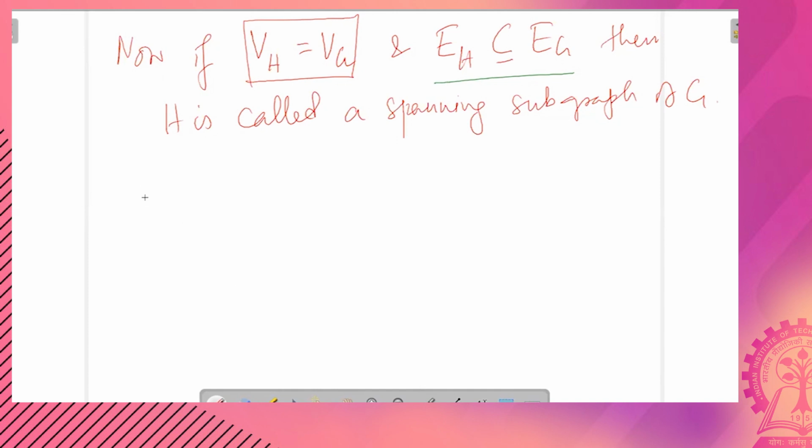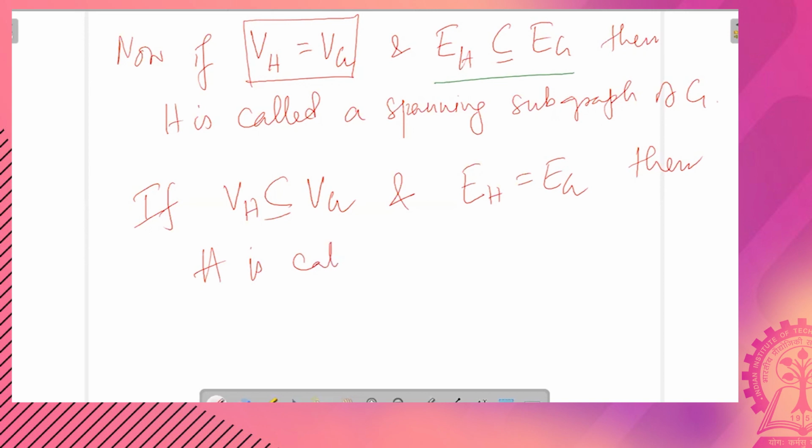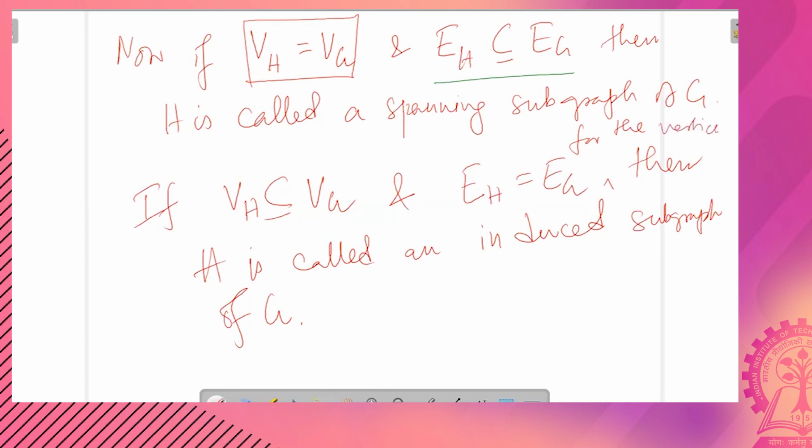Similarly, if ... and ..., then H is called an induced subgraph of G, so for the vertices in H.